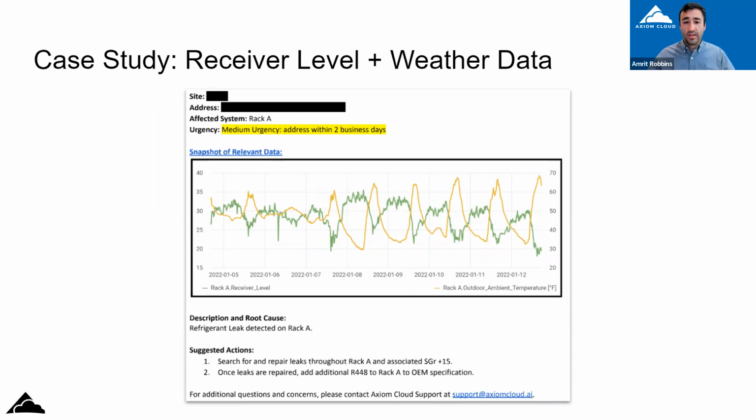So we try to make this super simple for the technician by showing only two data streams that tell the story of the issue and make it readily apparent to anyone looking at it. The receiver level over time is the green line, and the orange line is the outdoor ambient temperature. So it shows a downward trend in receiver level while the outdoor temperature remains somewhat constant on a day-to-day basis, ignoring those diurnal variations.